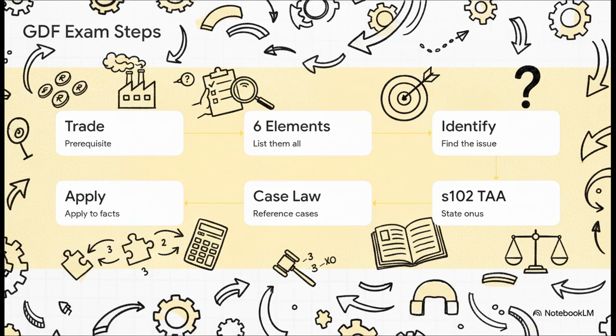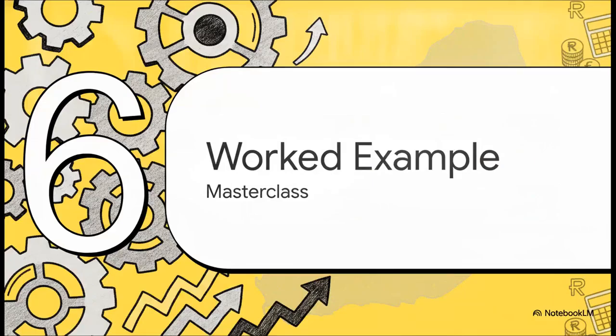Step 4, hit them with the Section 102 TAA onus of proof. Step 5, bring in your case law. And finally, Step 6, apply that case law directly to the facts of the scenario and conclude. Let's put it all together in an original, comprehensive masterclass example.